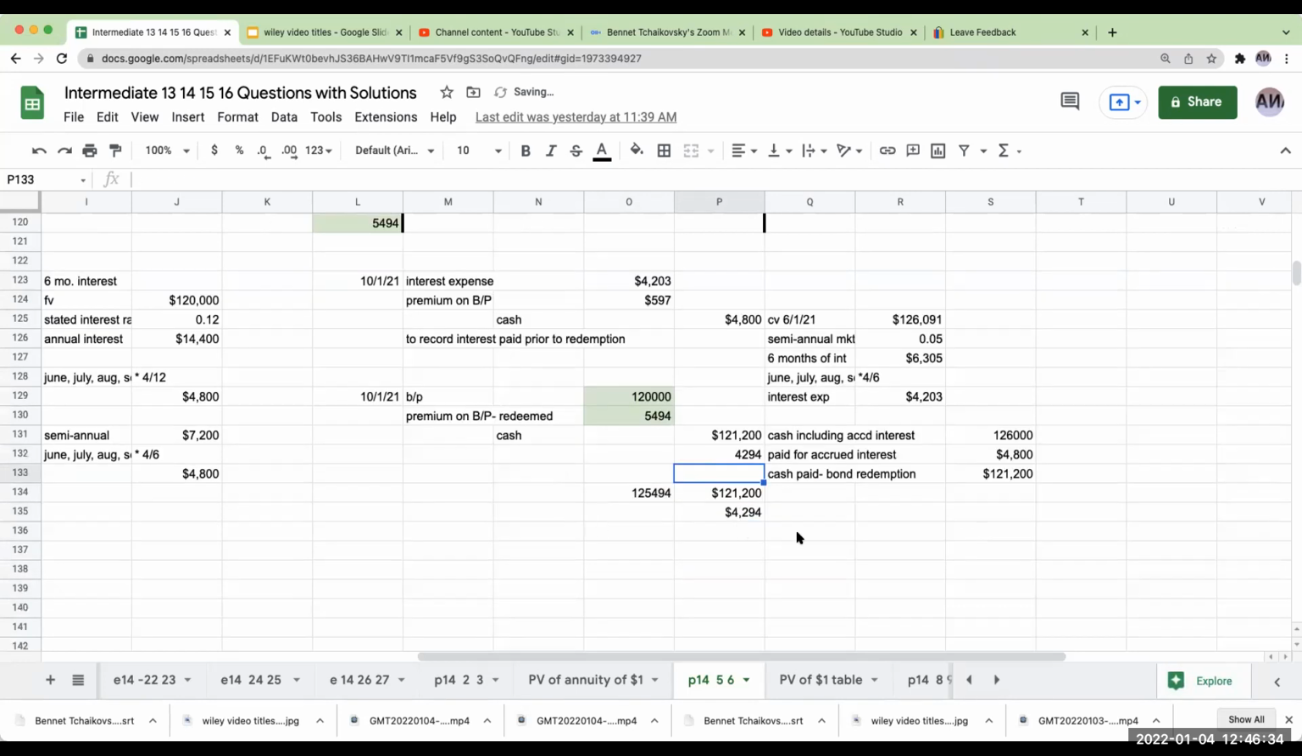If you've watched my prior videos, when I sell an asset, if I need a credit to balance, I'm going to have a gain. So I have a gain on bond redemption for 4,294. Wow.